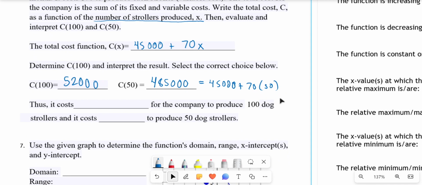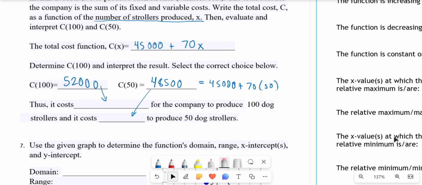Thus, it costs 52K and 48.5. Wait a minute. Hang on a second. I think I put way too many zeros here. This is not 485,000. My God. Costs 10 times as much to produce half as many strollers. No. This is 48,500.